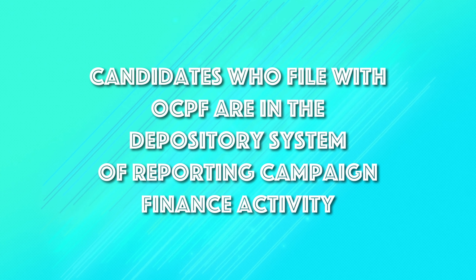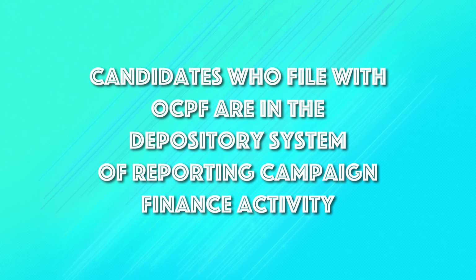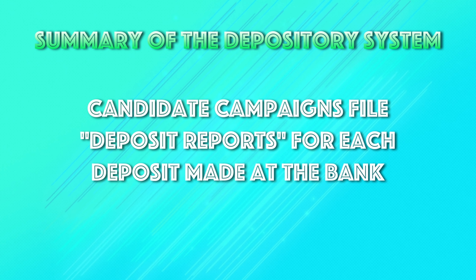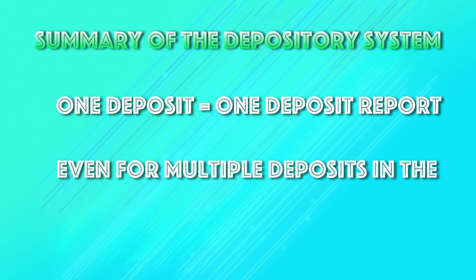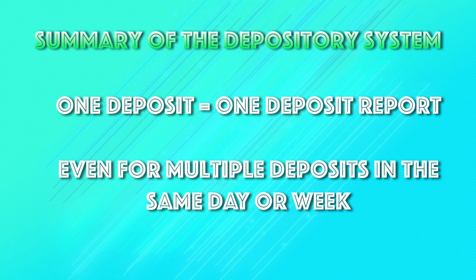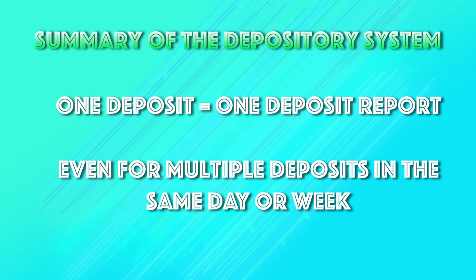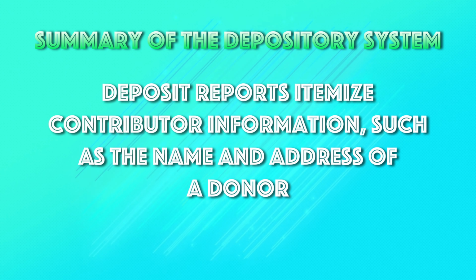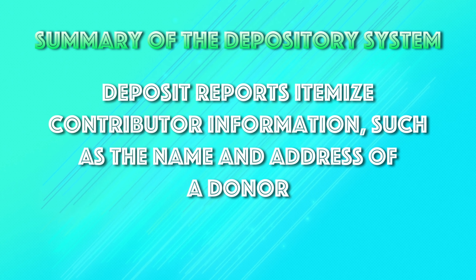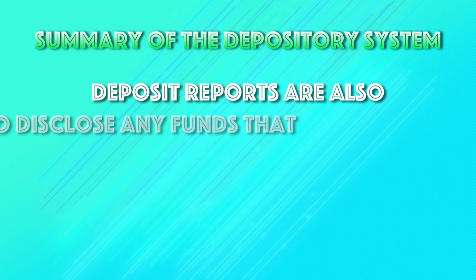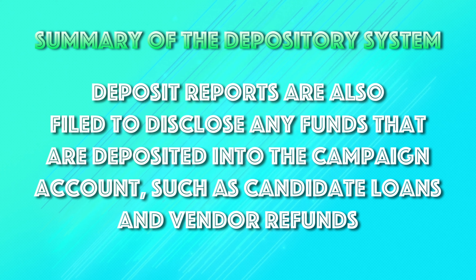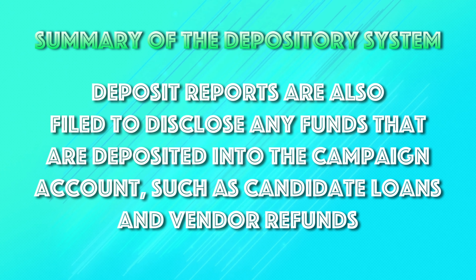Candidates who file with OCPF are in the depository system of reporting campaign finance activity. Candidate campaigns file deposit reports for each deposit made at the bank. One deposit equals one deposit report, even for multiple deposits in the same day or week. Deposit reports itemize contributor information, such as the name and address of a donor. Deposit reports are also filed to disclose any funds that are deposited into the campaign account, such as candidate loans and vendor refunds.